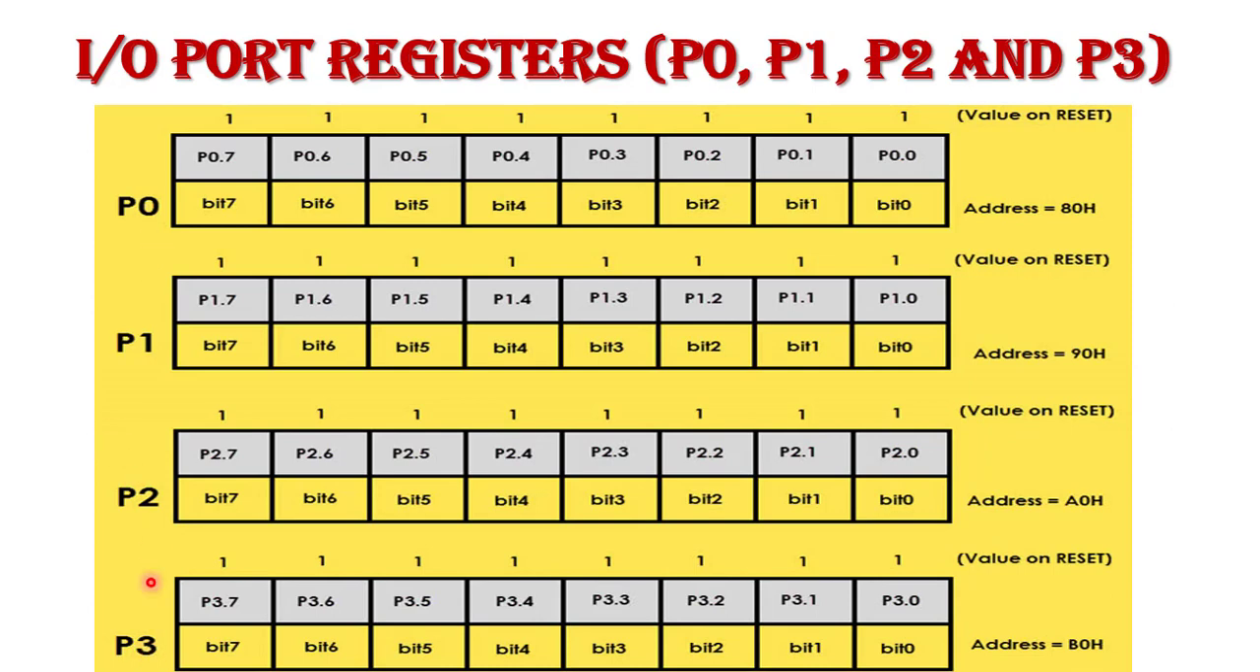These four ports have a physical existence in the special function area of internal RAM. So the port 0 address is 80H, port 1 address is 90H, port 2 address is A0H and port 3 address is B0H. These are the physical addresses of the four ports in the special function area. All these port registers are both bit and byte addressable.